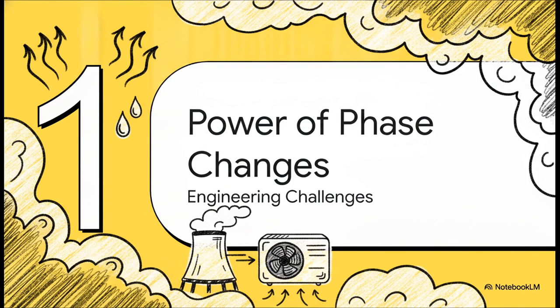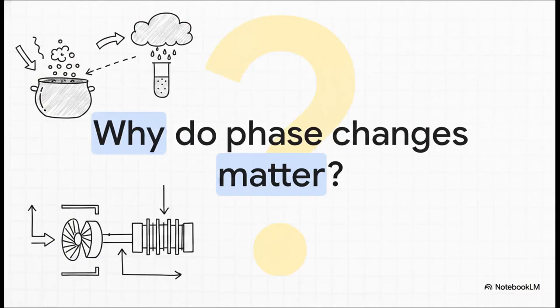Section 1. The power of phase changes. So why do phase changes even matter? Well, if you're looking at a standard single-phase system, heat transfer is honestly pretty straightforward. But when we're talking about the massive heat transfer rates needed to actually run commercial power plants, or even just your everyday home AC unit, we rely entirely on changing a phase of a fluid. You literally have to change a vapor to a liquid, or a liquid to a vapor. These phase transformations are the absolute heavy lifters in modern power and refrigeration cycles.